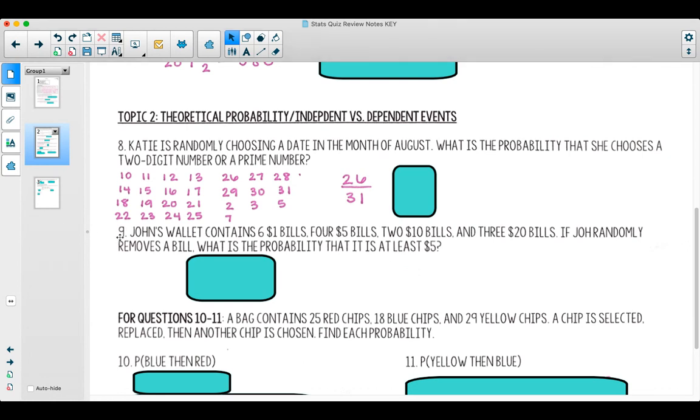In problem number 9, let's see how we did. John's wallet contains 6 $1 bills, 4 $5 bills, 2 $10 bills, and 3 $20 bills. If John randomly removes a bill, what is the probability that it is at least $5? So first thing we have to do is add up 6 plus 4 plus 2 plus 3, and there's a total of 15 bills in the wallet. We want to know the probability that it's at least $5. So you can say 15 minus 6, because everything else would be at least $5. So hopefully we got 9 over 15. We always want to put everything in simplest form, so 3 over 5.